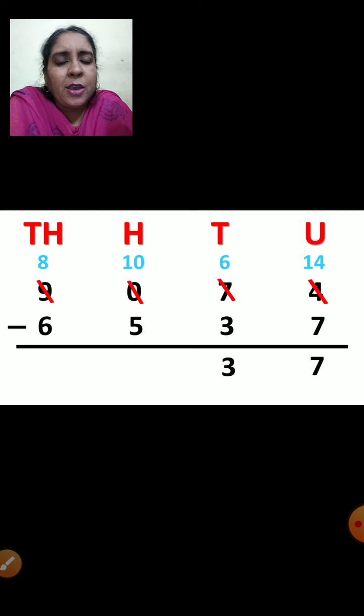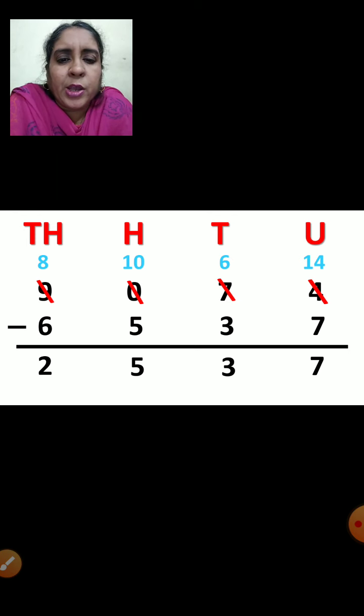10 minus 5. The bigger number is up, 10, and the smaller number is down, 5. So 10 minus 5 will be how much? Yes, 5. Very good. Now we will go to the thousands place. Okay. Now see the numbers in the thousands place, children. 8 minus 6. So 8 minus 6 will be how much? Yes, 8 minus 6 is 2. So what is your answer?